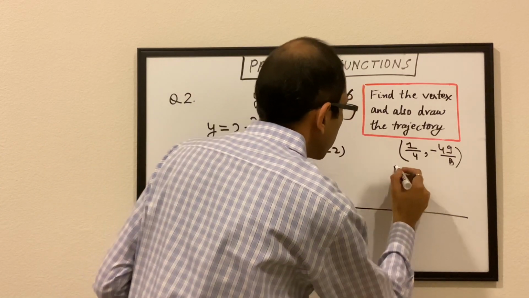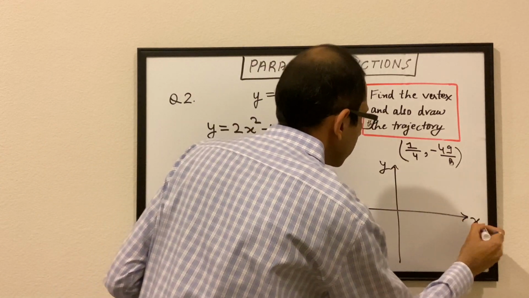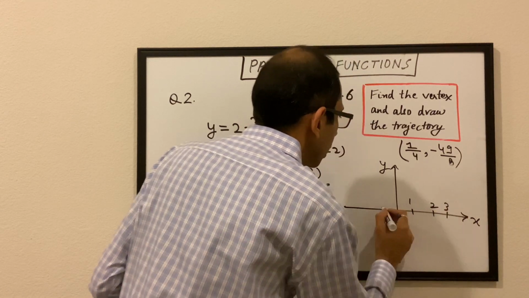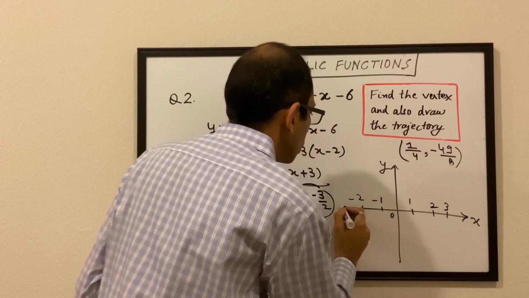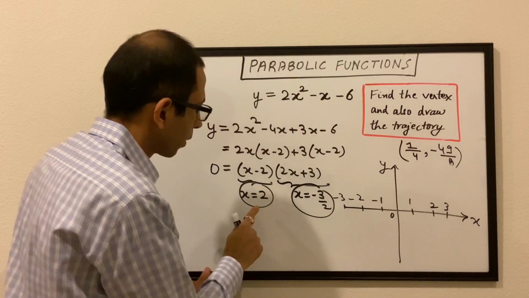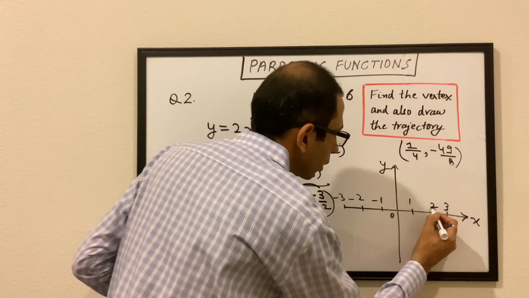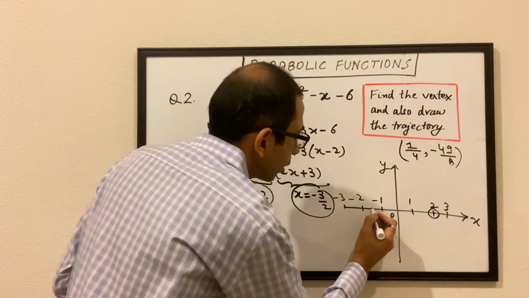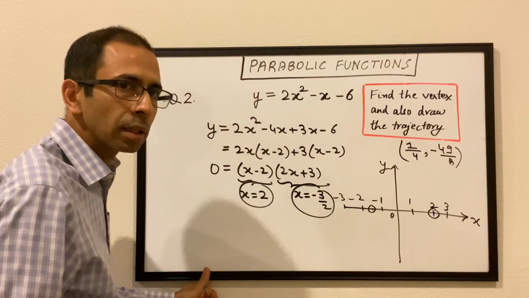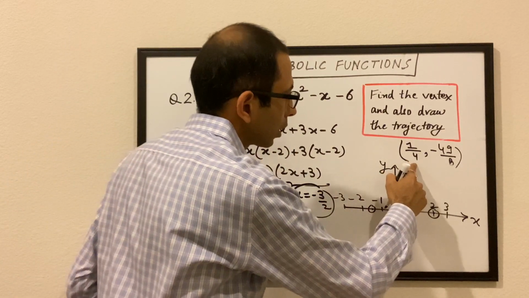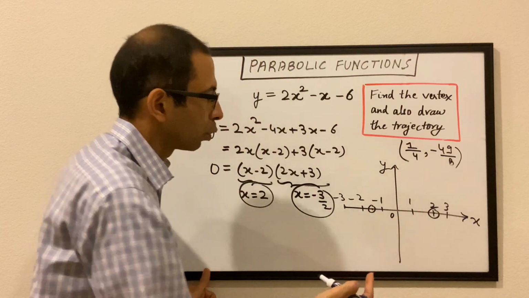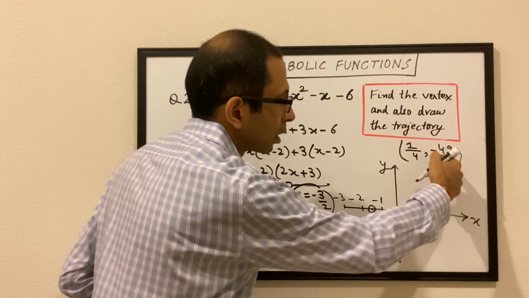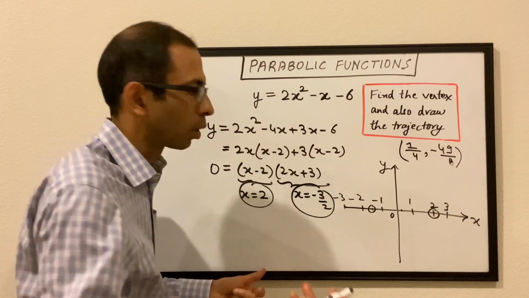So this is our y-axis, x-axis, 1, 2, 3, -1, -2, -3, right? This is our first x-intercept at 2, 0. Here is our second x-intercept, -3/2 or -1.5. And our vertex is at 1/4, which is 0.25, so let's say somewhere here, and the y coordinate of the vertex is -49/8, or let's say -6 point something.